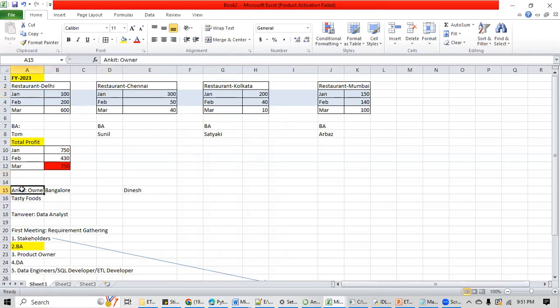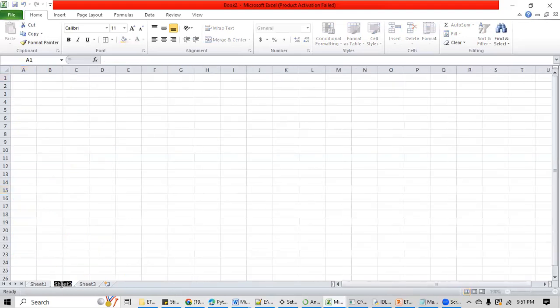Ankit told Tom, we have a data entry operator on a daily basis. He will send the data, maybe in an Excel file. Suppose this is the Excel file, and he will send the data. Is that clear? Maybe here will be a date, like suppose today is 15th June 2023, and this is the date.